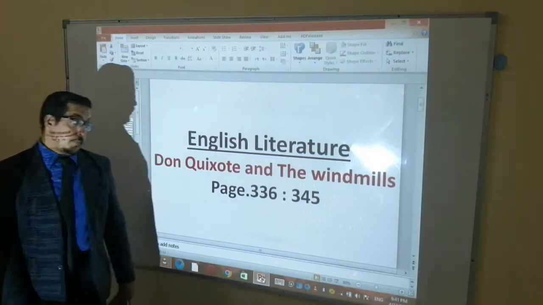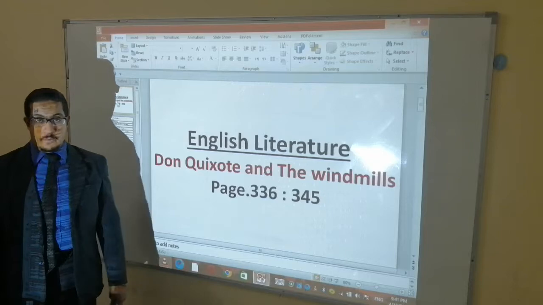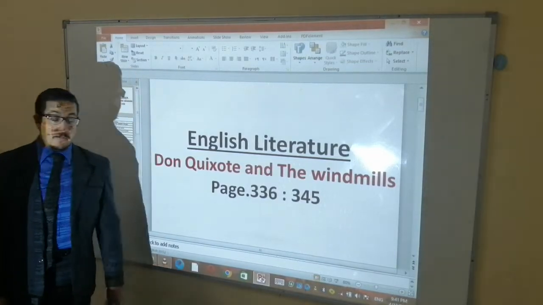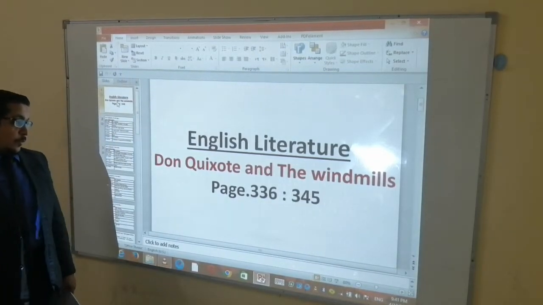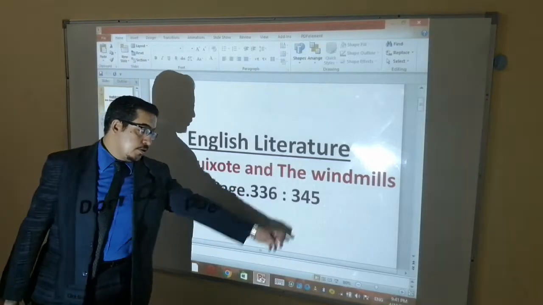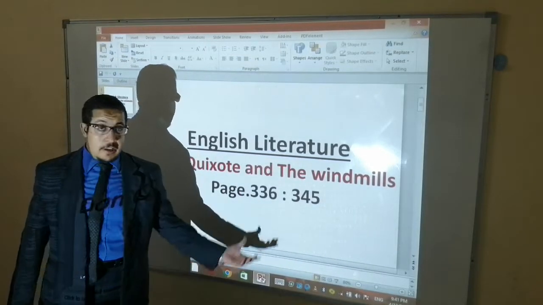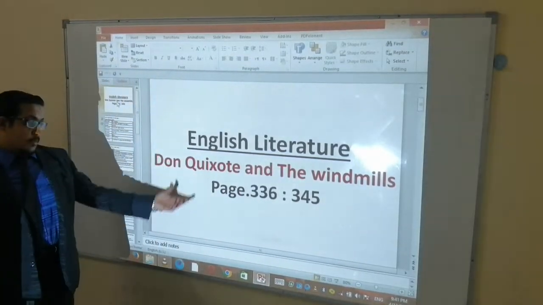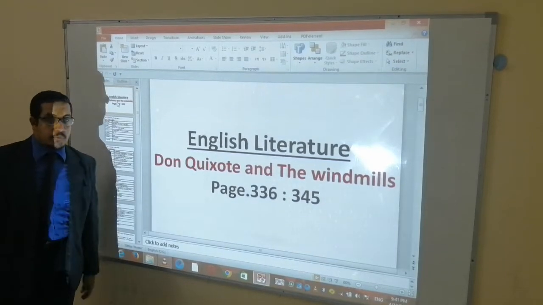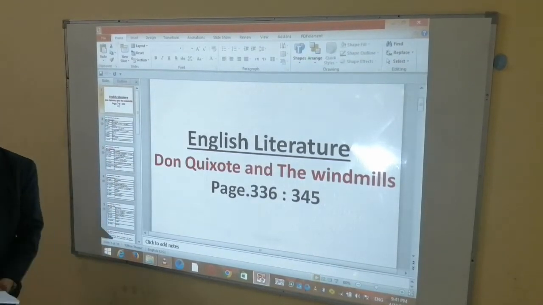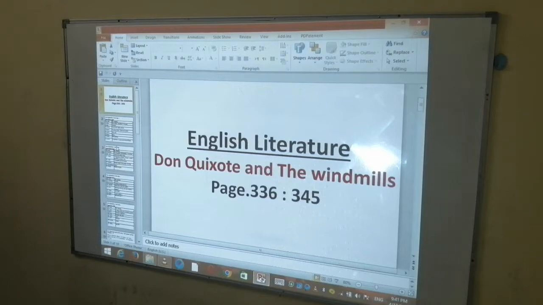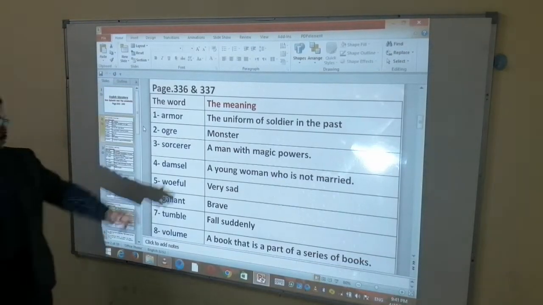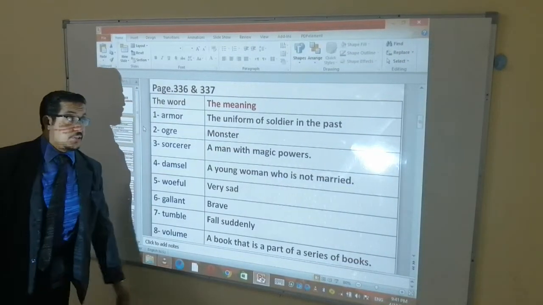Today we are going to explain our story Don Quixote and the Windmills. Before we start our explanation, we have some new vocabs from page 336 till page 345. At first, I prefer to explain the vocabs, then we start to study the story. Pay attention to me at first. The first words that we have are on pages 336 and 337.